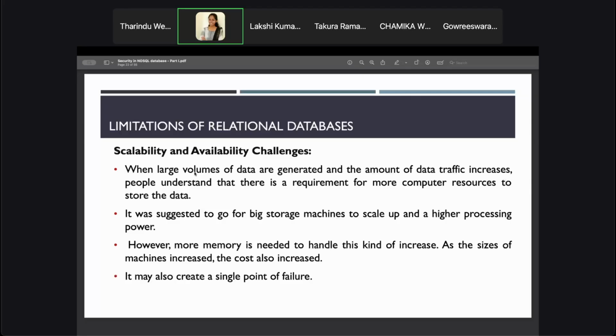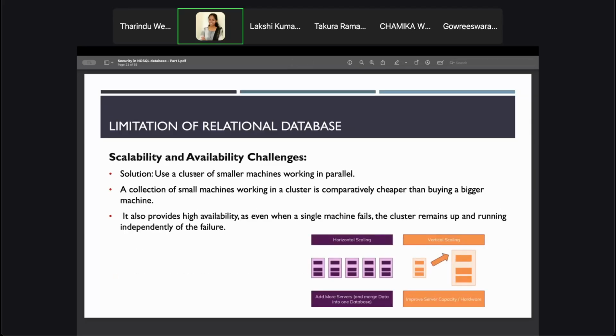When it comes to scalability, that means in order to store a large amount of data, there is an issue. When it comes to availability, if there is only one single node and it fails, your system is no longer available, right? So those two issues are there with a relational database management system. In that case, we need an alternative data model which supports horizontal scalability as well.